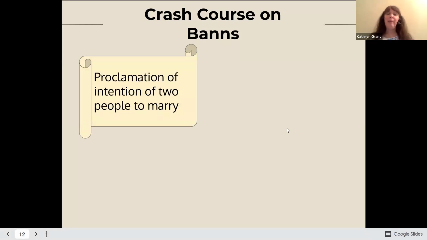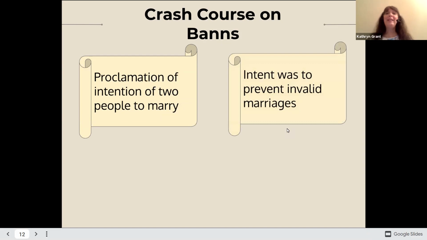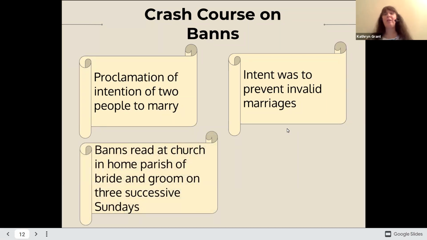They are the proclamation of the intention of two people to marry. The intent of requiring banns, and this was one of the things required by Lord Hardwicke's Act, was to prevent invalid marriages. What would happen is that the banns were read, or sometimes they say called or published, in the church at the home parish of the bride and the groom on 3 successive Sundays. So it was basically the Church of England version of, if anybody knows any reason why this couple may not be lawfully joined in marriage, speak now or forever hold your peace.